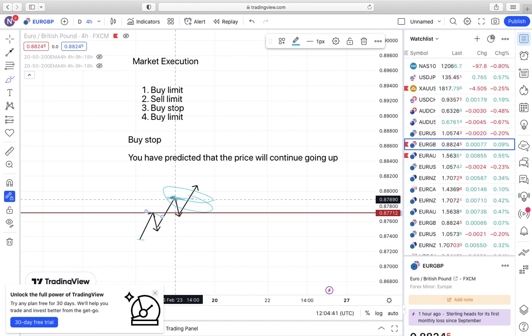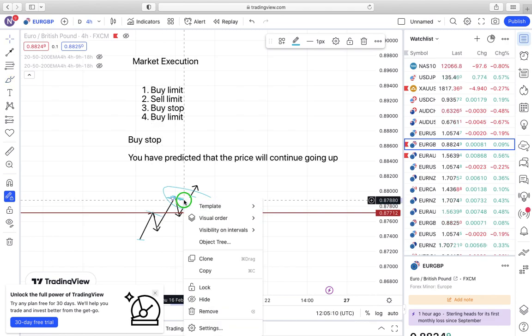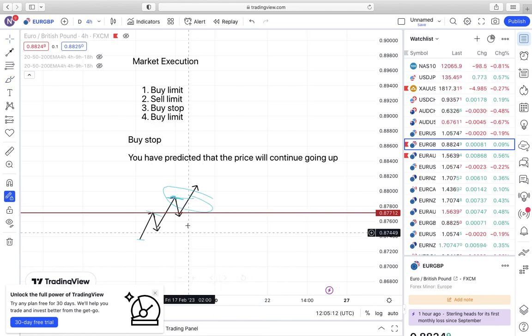Now, this is what I want to explain. A buy stop, you can only set above the price. If you set below the price, that one is a buy limit. Only a buy limit is what you can set below the price. A buy stop you set above the price movement, but a buy limit you set below the price movement. Let me give you a demonstration of a buy limit.